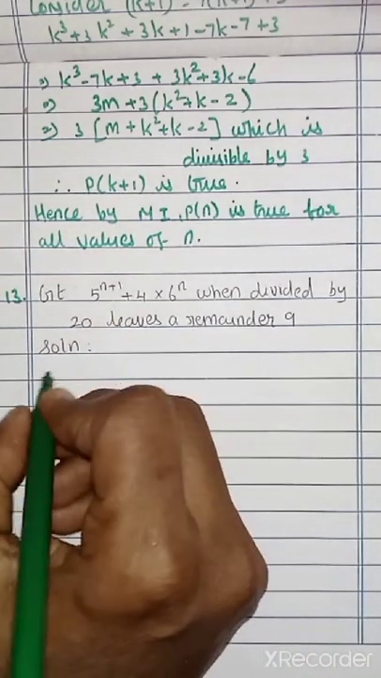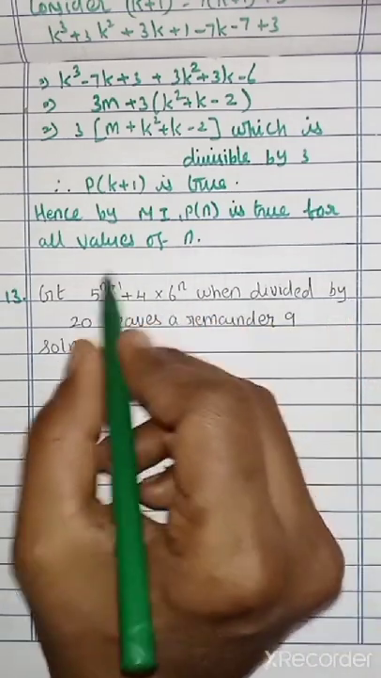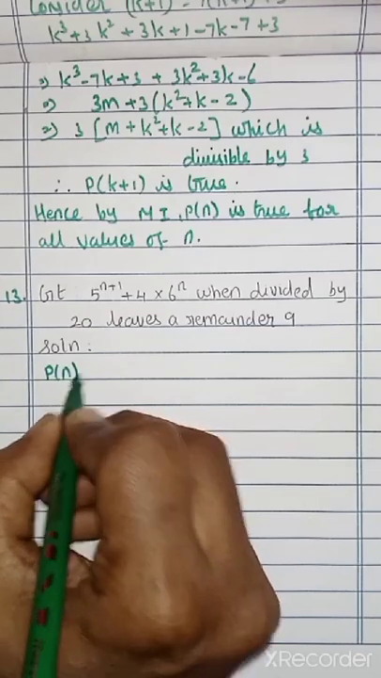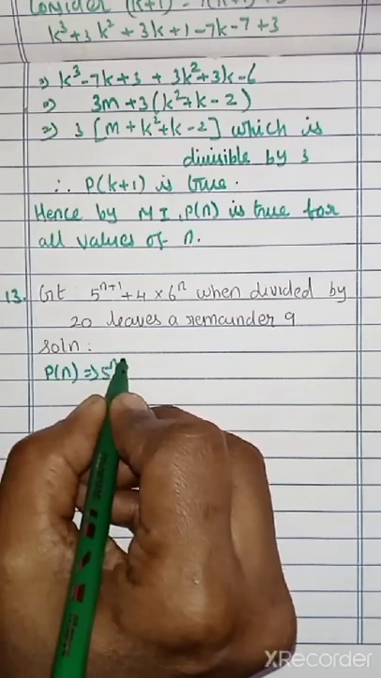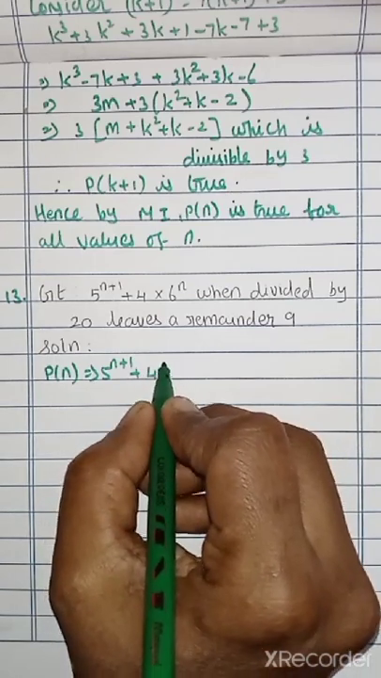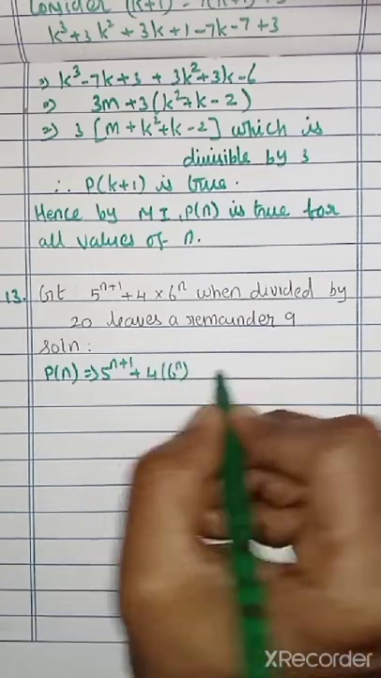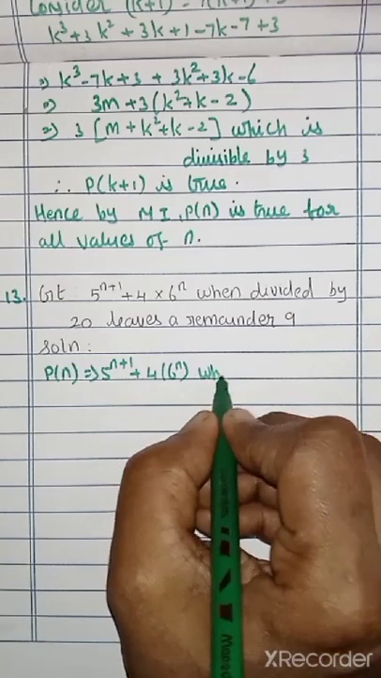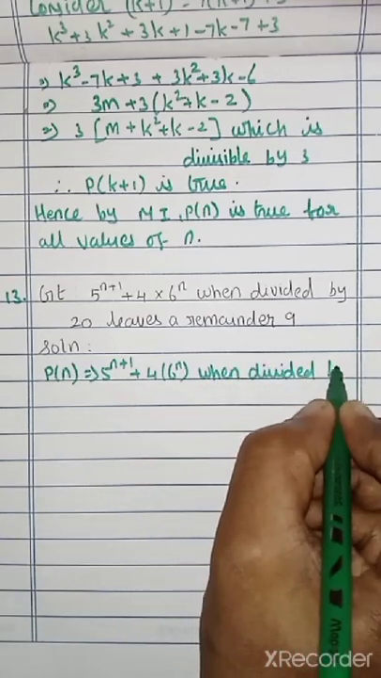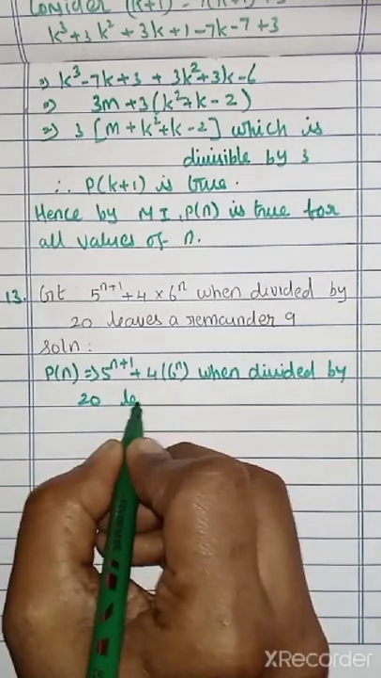So what is the first step? The whole thing we have to take as P of n, correct? So P of n implies 5 power n plus 1 plus 4 into 6 power n when divided by 20 leaves remainder 9.